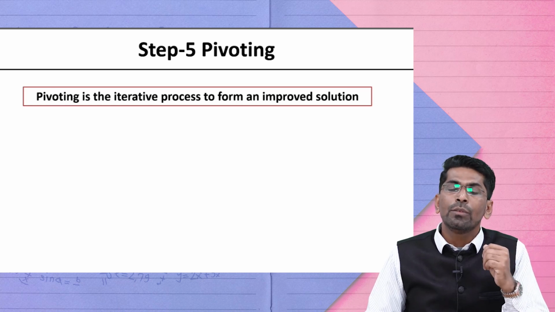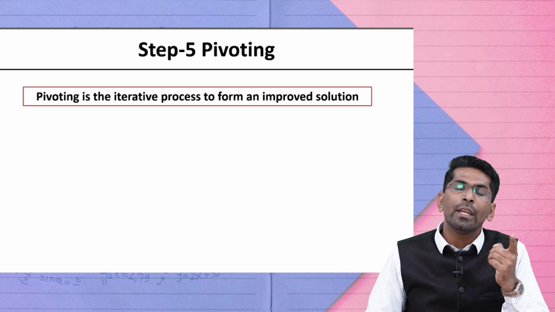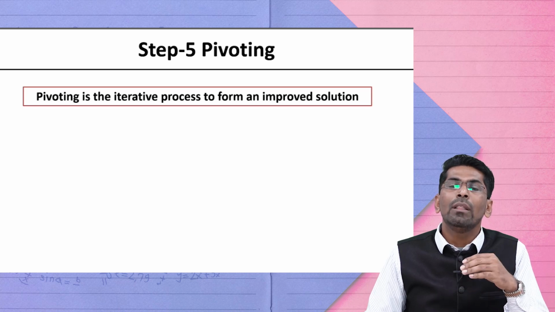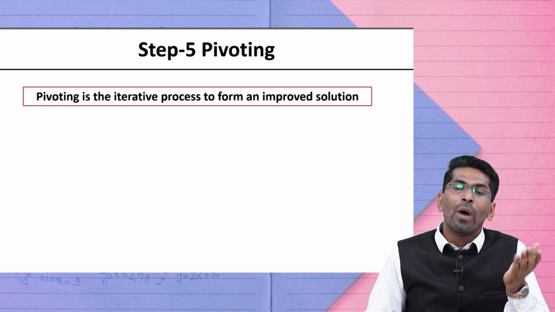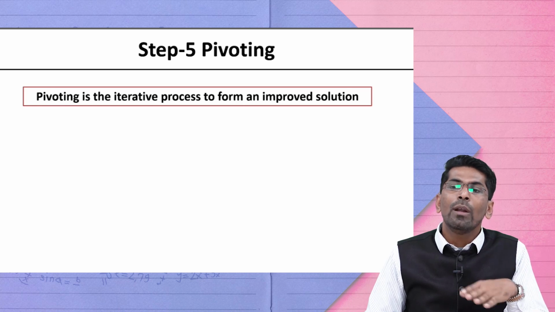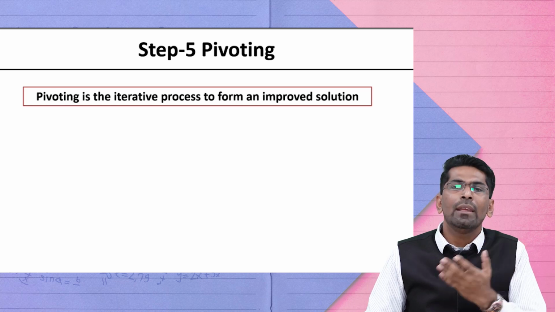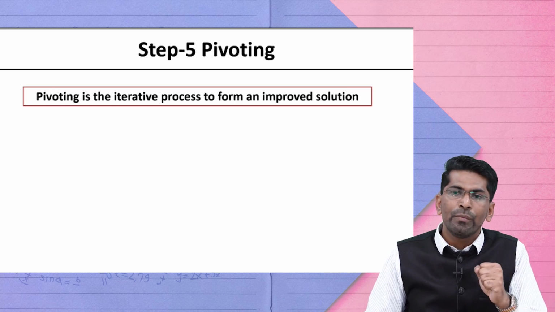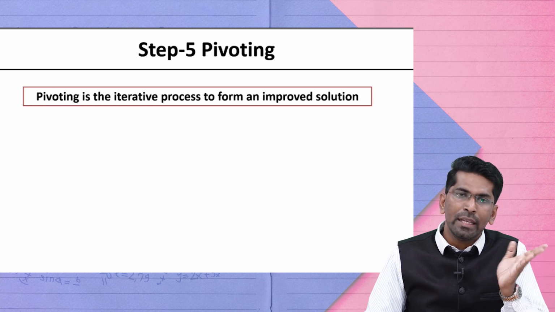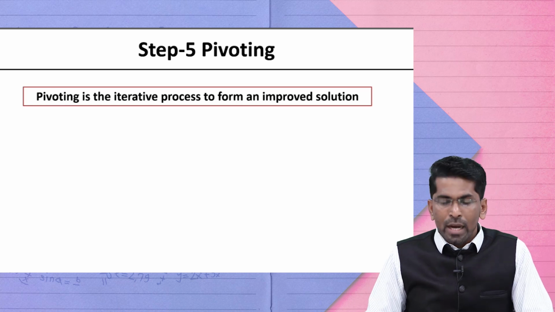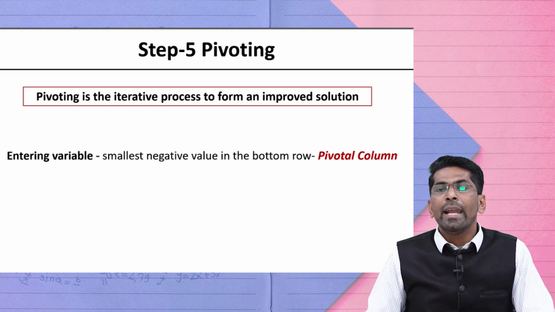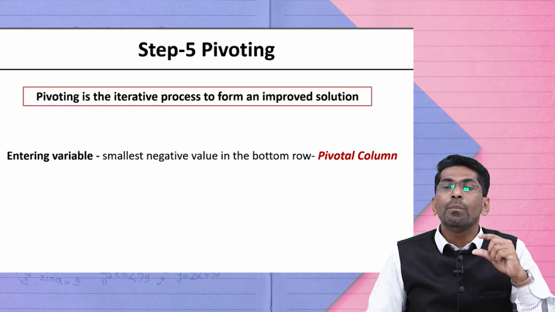To improve the current solution, we bring a new basic variable into the solution. We call this the entering variable. When one variable enters the system, one of the current basic variables must leave. Otherwise, we would have too many variables for the basic solution. We call this variable the departing variable. One variable is entering and another is departing. So what does the entering variable mean? The entering variable corresponds to the smallest or most negative entry in the bottom row of the tableau.